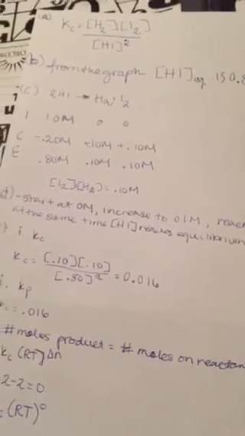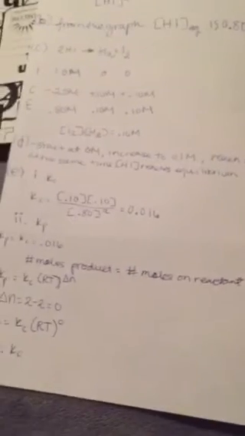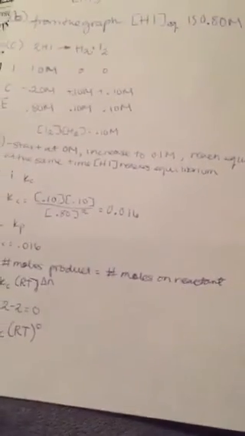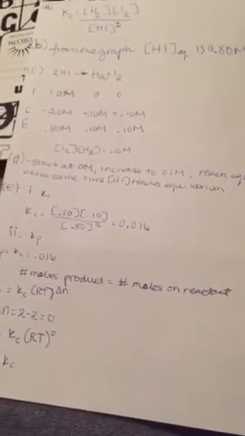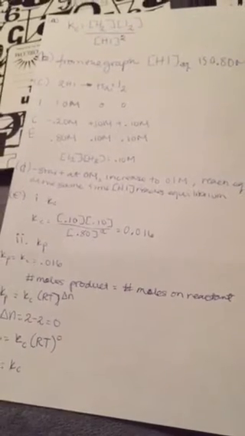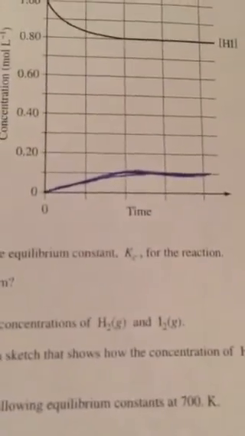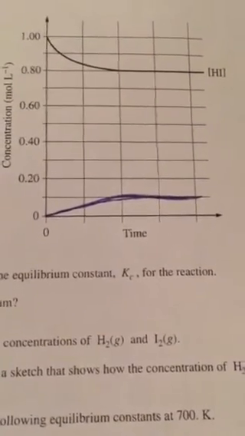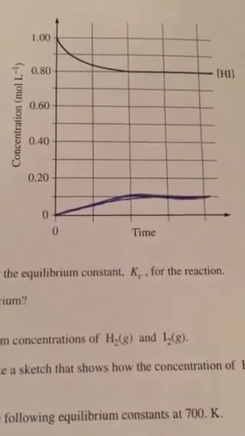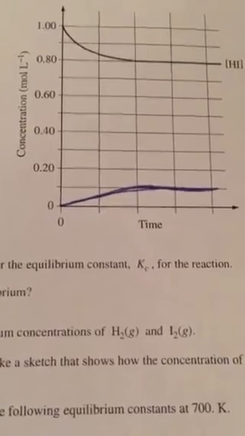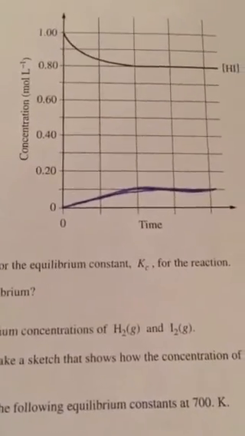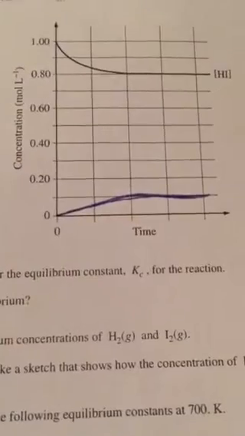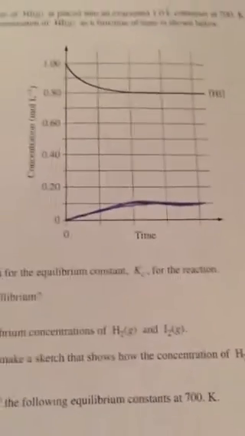On part D, we had to, on the graph, make a sketch that shows how the concentration of H2 changes as a function of time. So I wrote down some descriptions, but it's also this blue line right here. It starts at 0 molarity, increases to 0.1 molarity, and reaches equilibrium at the same time that HI reaches equilibrium, so it's that blue line on the bottom.